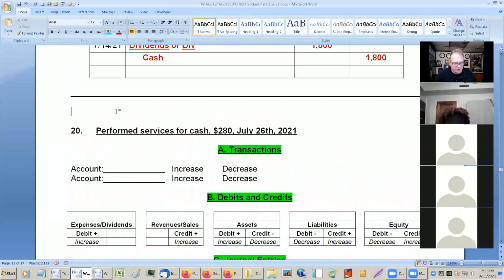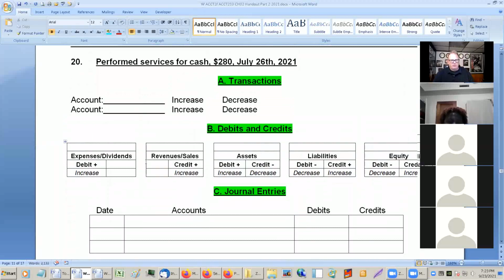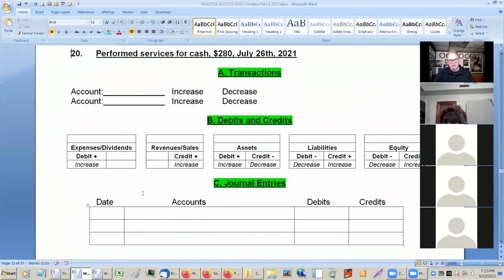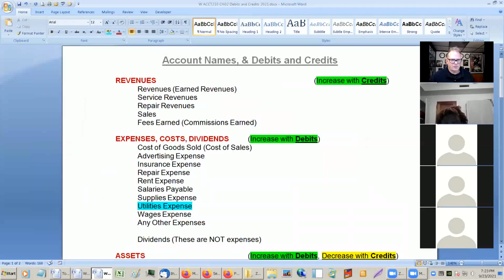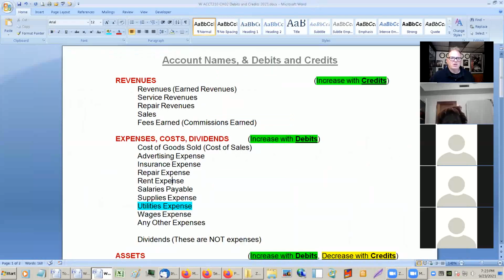Okay, here is the first new one. Perform services for cash. So whatever it is we did, it could be mowing lawns, some kind of service we did, and they paid us cash. Now, is this going to be money coming in or going out? Coming in. Now, the thing about money coming in, is it going to be a revenue or an expense? Revenue. So this will be some kind of a revenue.